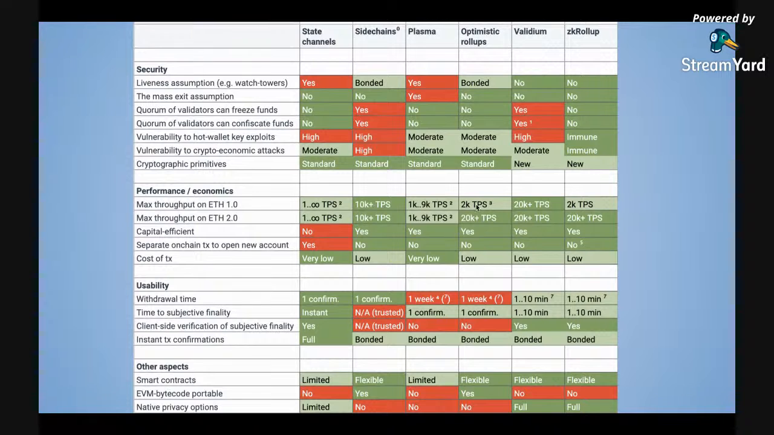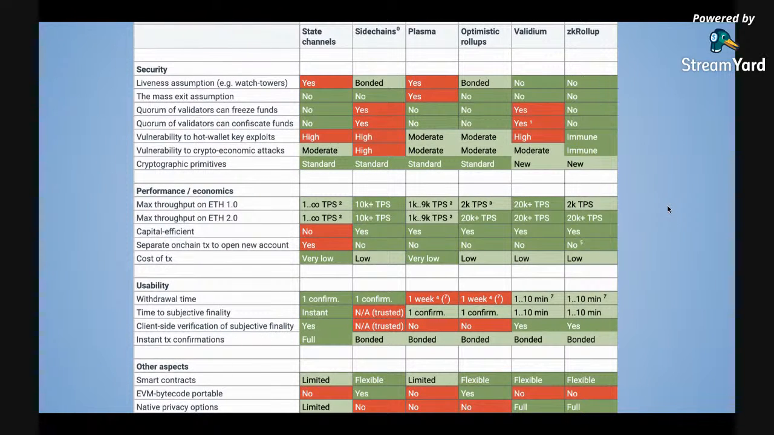Likewise with Plasma, and then it gets a bit more interesting with optimistic rollups, because on ETH1 they forgo some of the scalability of Plasma, and they can support 2,000 transactions per second, whereas with ETH2 they can support 20,000-plus transactions per second. So this is really getting into the territory where it gets a bit more interesting.